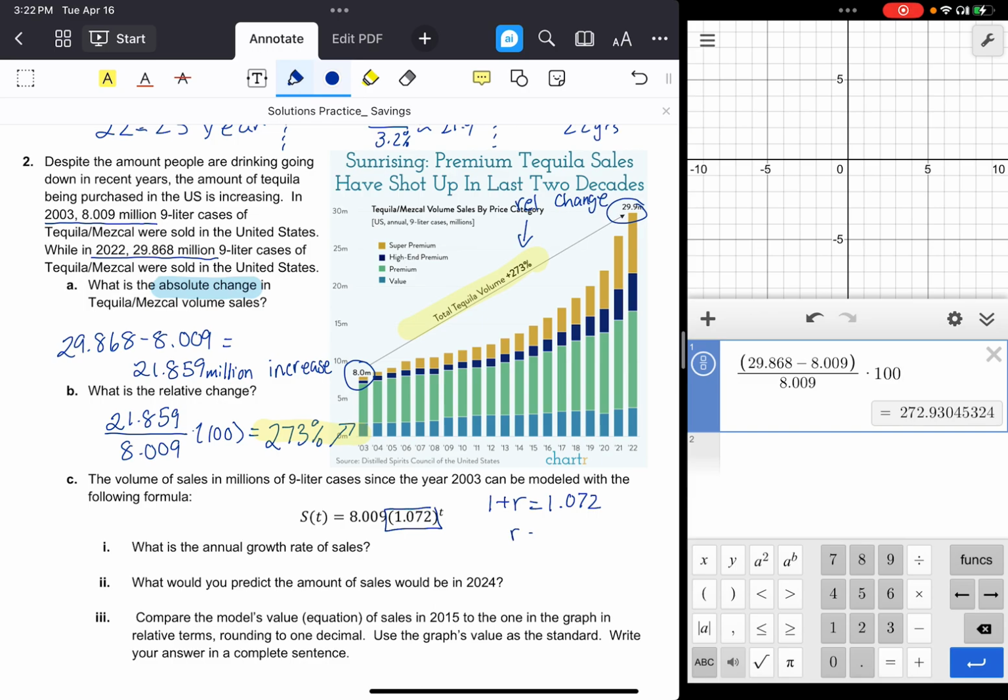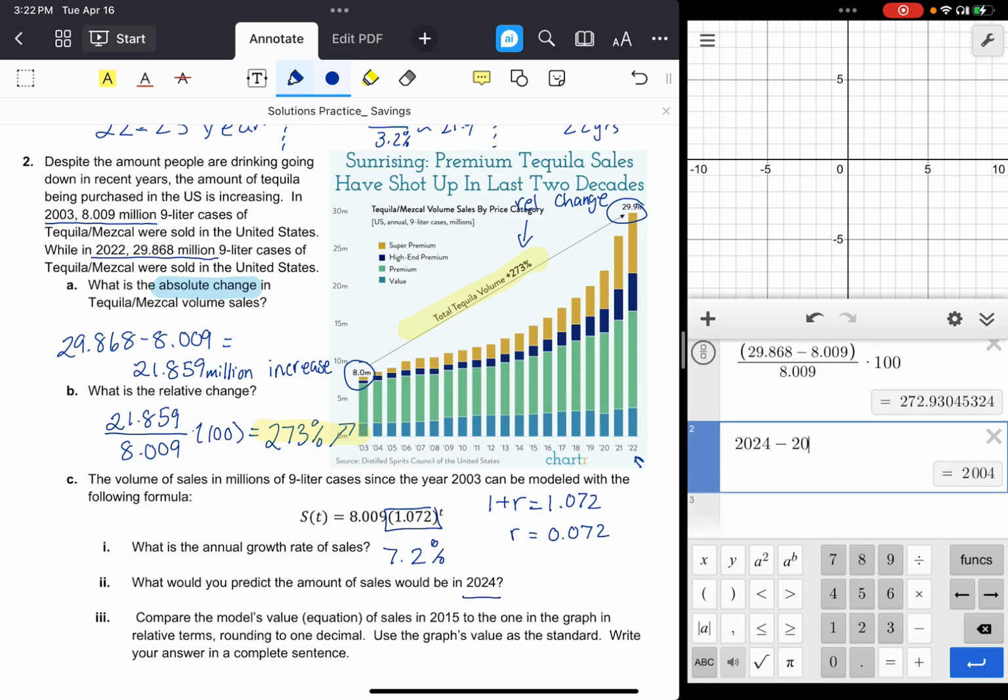And so we'd end up with r equals 0.072, and we want to write that as a percent. So that would be a 7.2% increase each year. And what would we then predict the sales to be in 2024? So that's 2 years after the last date on the graph. But the easier thing to do is going to be, well, how many years since 2003 is 2024? So I'm going to just do a little quick subtraction over here.